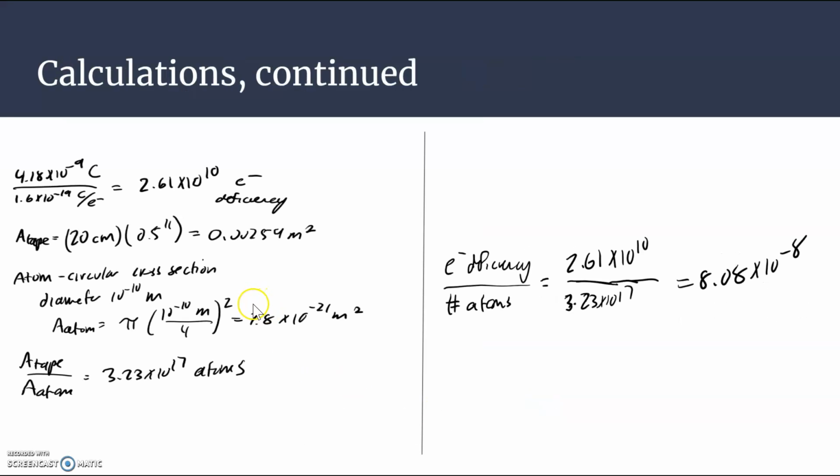Here we did a few more calculations where we found out the ratio of the number of electrons deficient to the number of total atoms. One key assumption made here was that an atom was a circular cross-section which took up 100% of the area of the tape with no gaps. And then the calculations were done as shown.